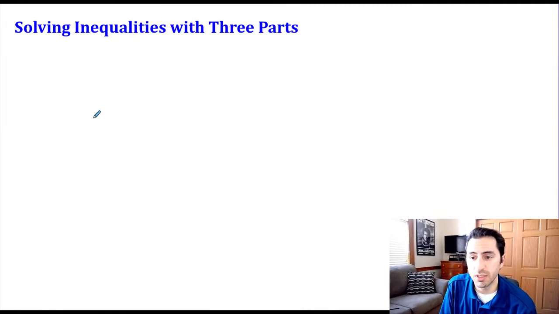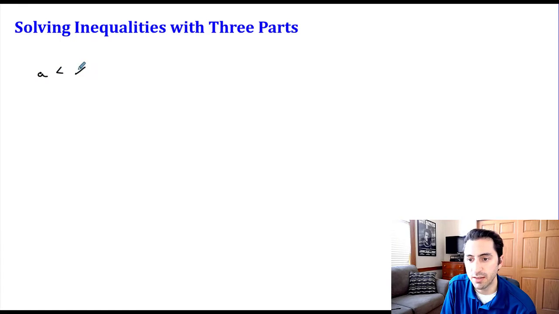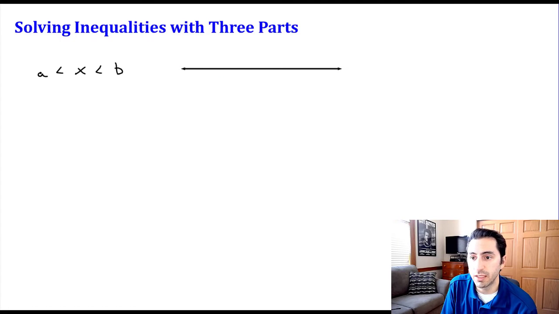Just to give you an idea of what this looks like, we're going to have three parts to this inequality, which means we're going to have two inequality symbols. For example, maybe I have A is less than X, and that's less than B. Basically, I'm saying that X, whatever X is, happens to be somewhere between A and B. On a number line, it would look like this. We have our two values, A and B, and then X can be anything in between A and B. So it's describing this interval.